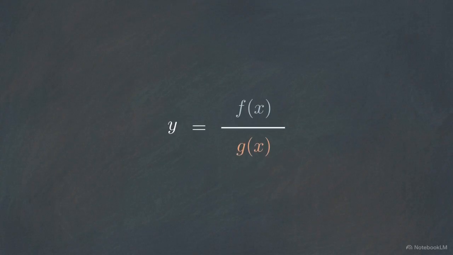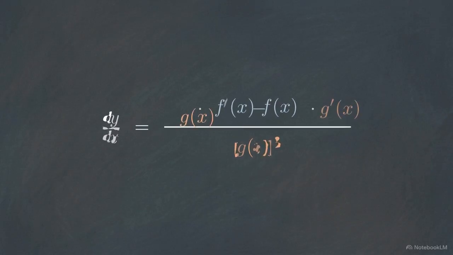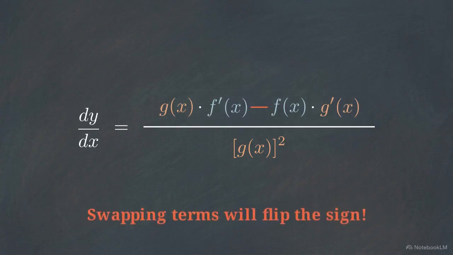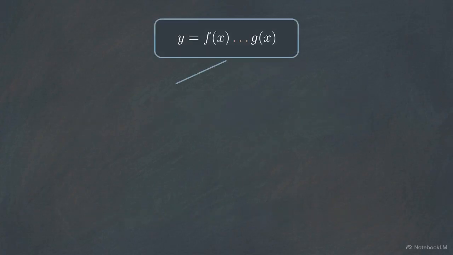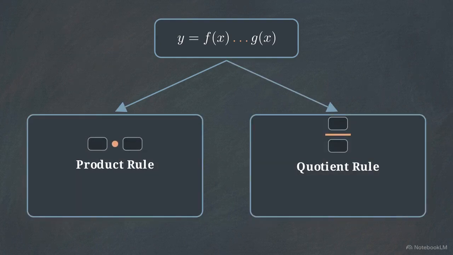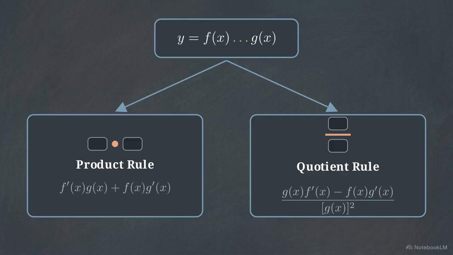While side-by-side terms require the product rule, stacked terms require the quotient rule. You'll use this whenever you are dividing one function by another. Take a close look at the numerator in this formula. Because of the subtraction sign, the order of operations is rigid. Swapping these terms will flip the sign of your entire result. Side-by-side terms require the product tool, and stacked terms require the quotient tool. Mapping the shape of the equation determines the path you take toward the solution.